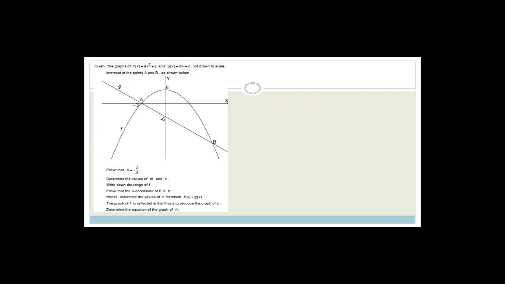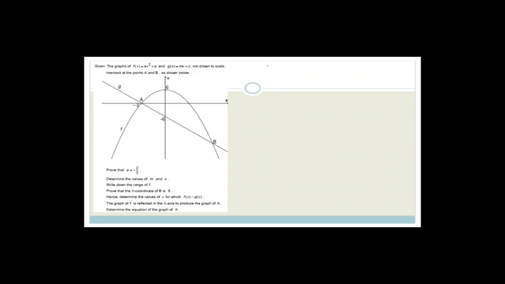It says, given the graphs of f of x equals ax squared plus q and g of x equals mx plus c, they intersect at points A and B. So you've got these two graphs. You've got a straight line graph and you've got the parabola. It says prove that a is -2/3. So they want us to prove that this parabola's value is -2/3.